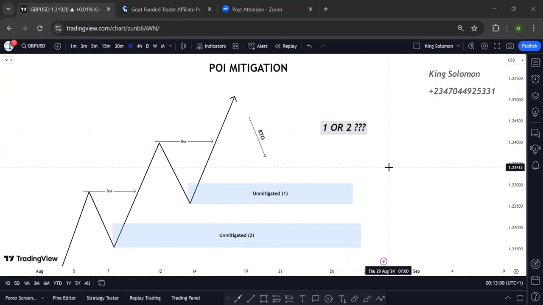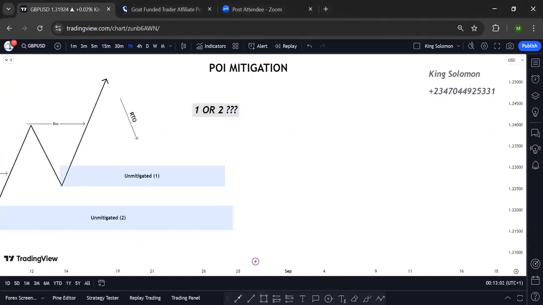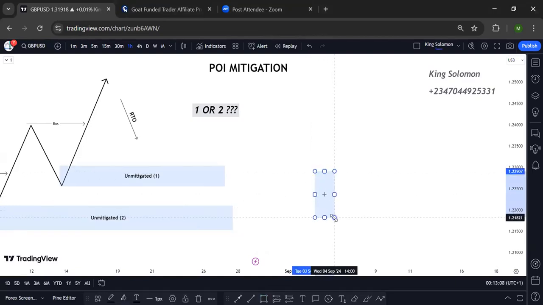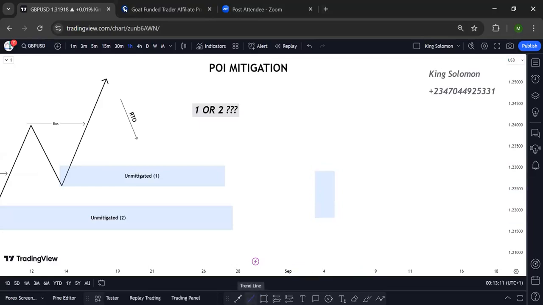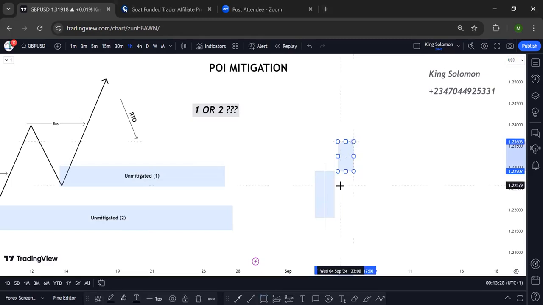So I'm going to go into that first before going into the structure mapping of POI mitigation, right? Now let's look at something like this. I do see a lot of people mark out respective order blocks, but I have the way I do mine, and that's the proper concept of order blocks, right? So when you mark out an order block, there are things you're going to put into consideration before saying, okay, this candlestick is a potential order block, right?